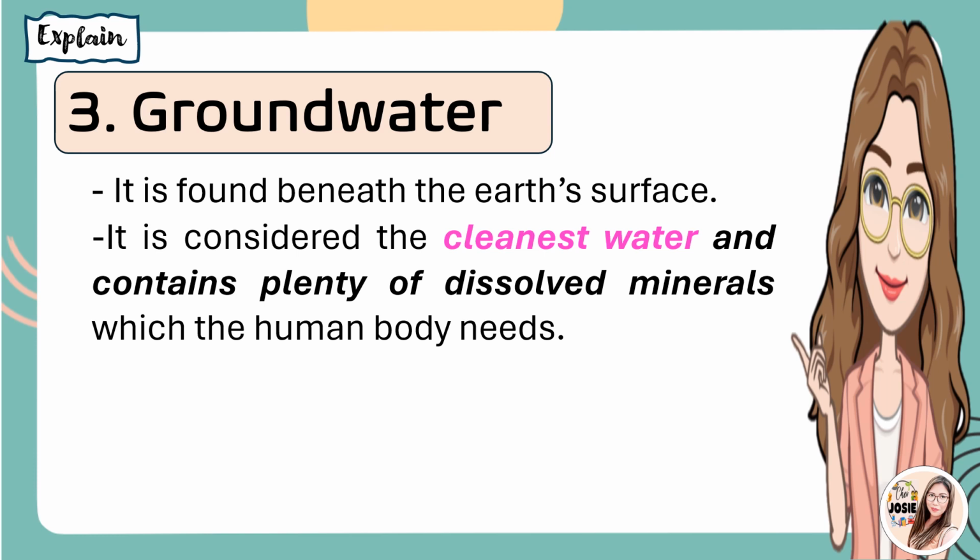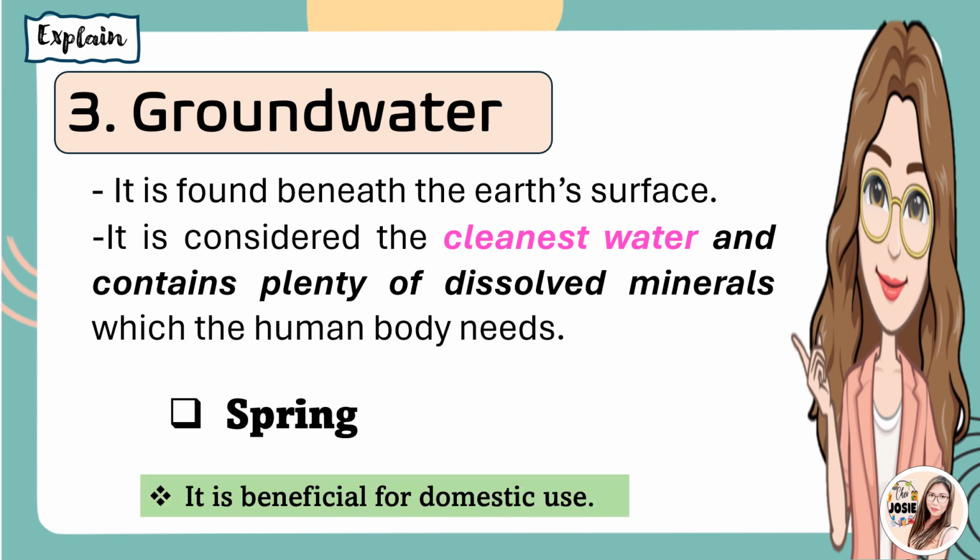Example, we have the spring. A spring is the smallest body of water that comes from beneath the ground. It can be either hot or cold. An example that we have is the Hidden Valley Spring in Laguna. Groundwater is beneficial for domestic use. As I've said a while ago, domestic use means it is used for drinking, food preparation, bathing, and so on.